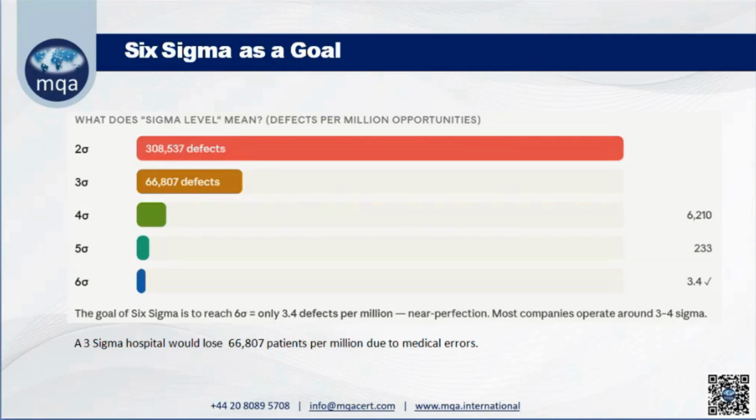In other words, if we see, at 2 Sigma, it is 308,537 defects. 3 Sigma, 66,807. Now look at the bars, the colorful bars. From 3 to 4 is a huge improvement. 4 to 5, 5 to 6, 233 to 3.4. That is the ultimate goal.